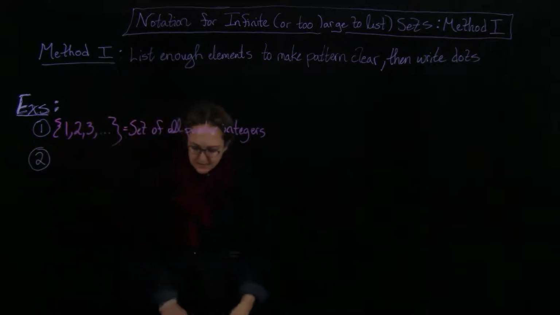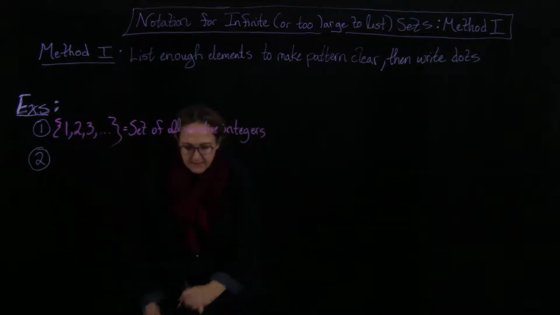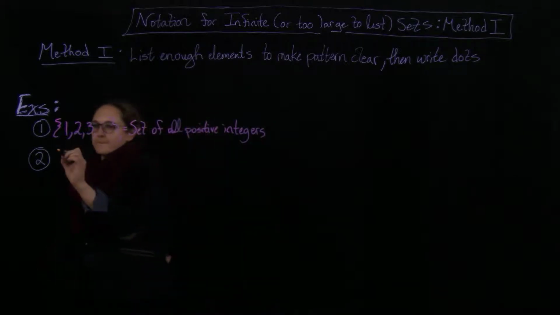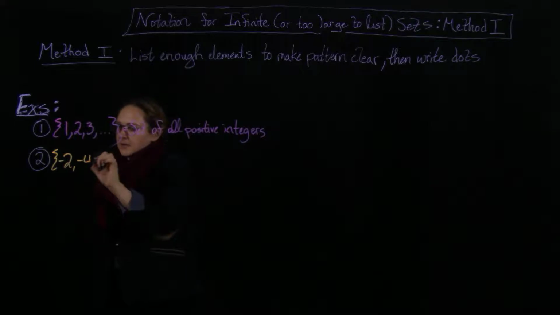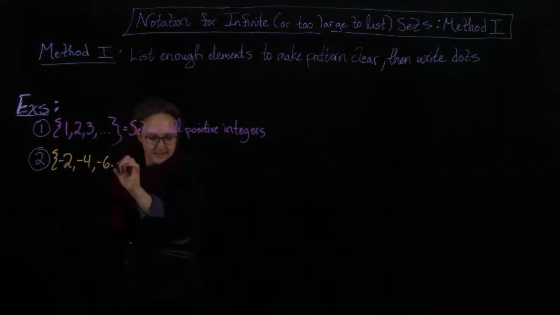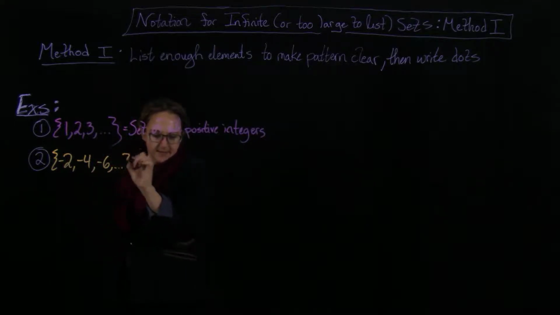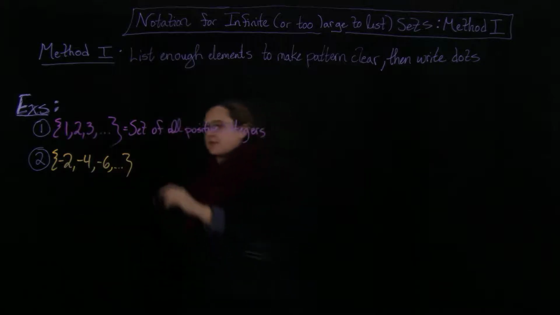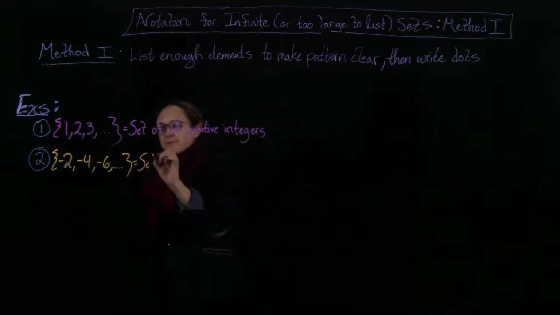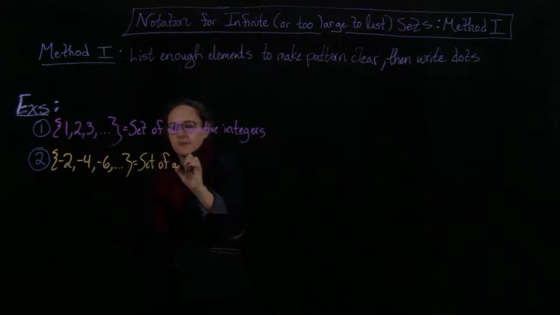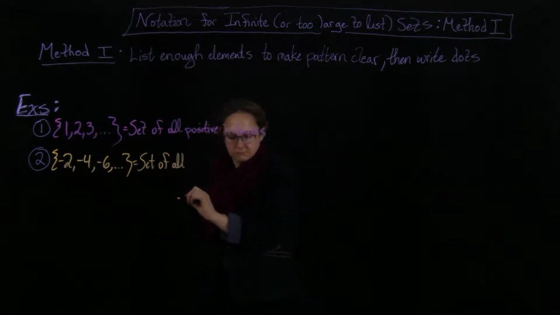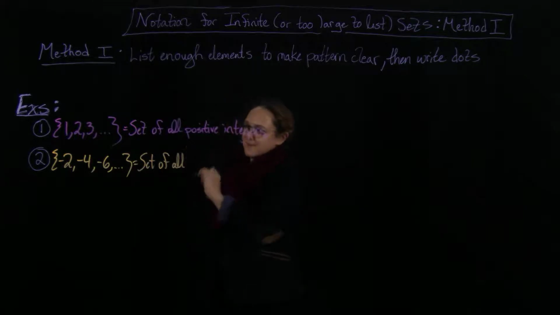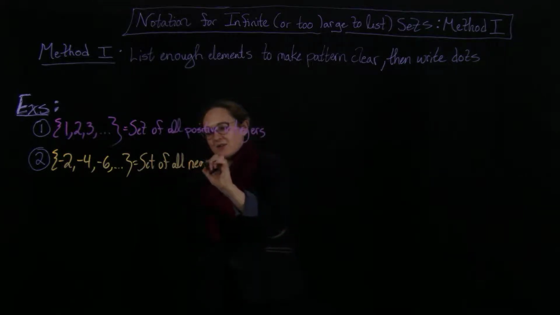Let's do each of these in a different color. What if I go -2 and then -4 and then -6 and keep on going like this? This is the set of all negative even integers.